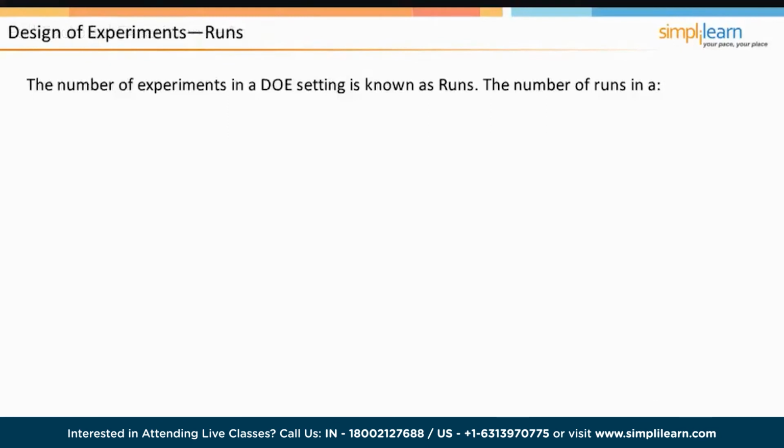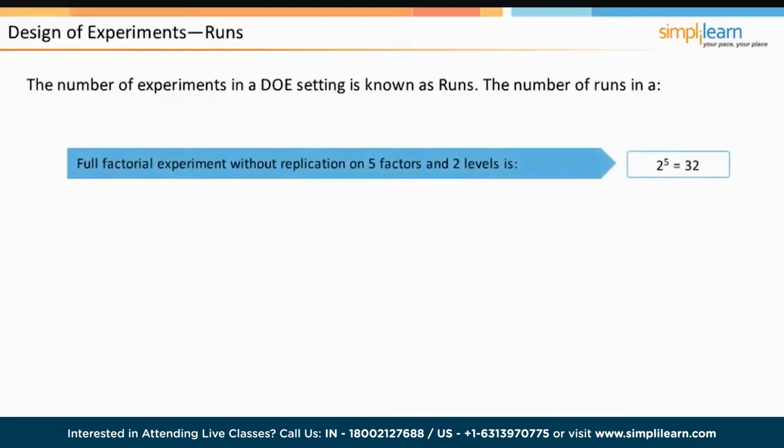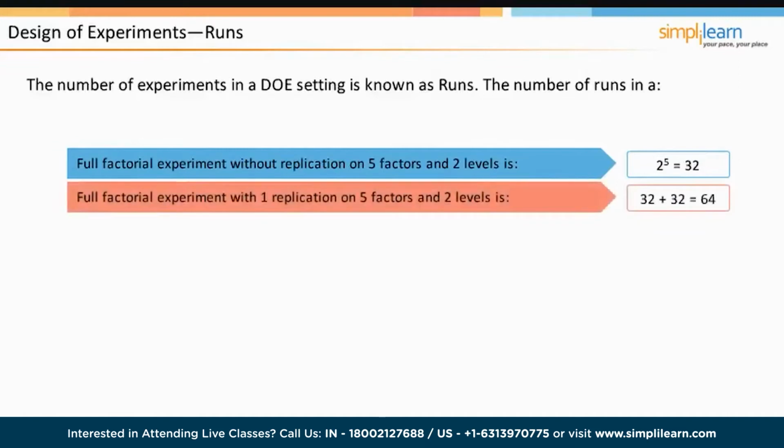In this, we will introduce the concept of runs in design of experiments. The number of experiments in a DOE setting is known as runs. A full factorial experiment without replication on 5 factors and 2 levels is 2 raised to the power of 5, which equals 32 runs. A full factorial experiment with 1 replication on 5 factors and 2 levels is 32 plus 32, which equals 64 runs.